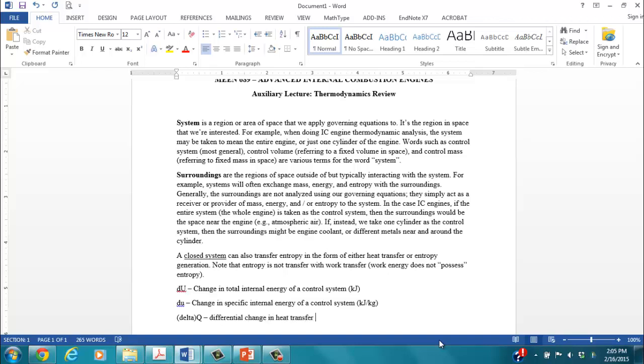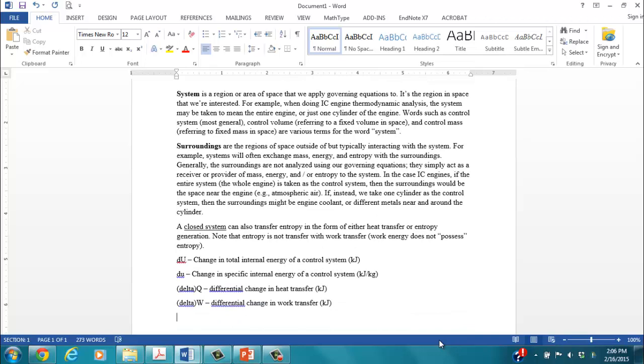Because the Q is capital, that would have units of kilojoules, not kilojoules per kilogram. And then, of course, we also have written there delta W, which is the differential change in work transfer. And because it's written as a capital W, this would be units of kilojoules, not kilojoules per kilogram.